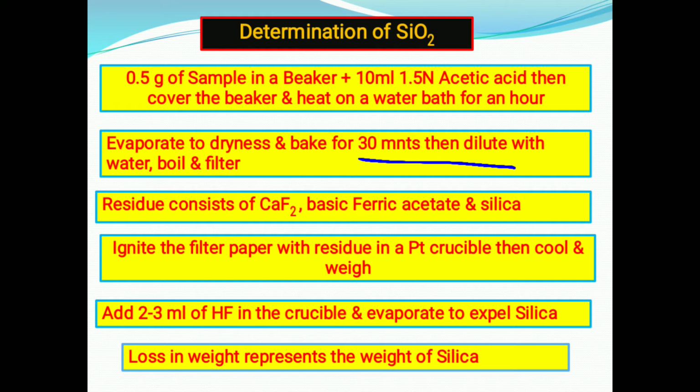Then boil and filter. Why? Because we know very well silica will not be dissolved. So the residue consists of not only silica, it also contains calcium fluoride and basic ferric acetate. So we need to ignite the filter paper with the residue in a platinum crucible, then cool and weigh. As you know very well, the residue contains calcium fluoride and ferric acetate along with silica. But our intention is only to determine silica.